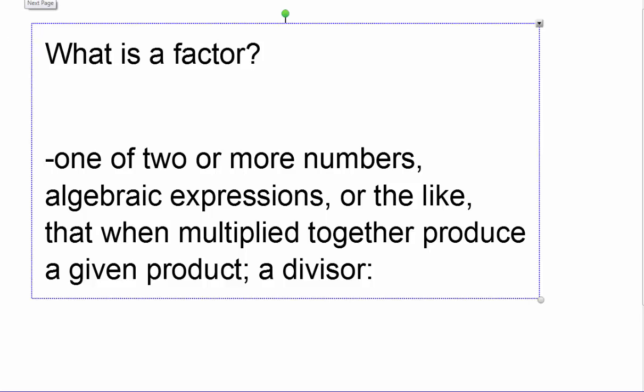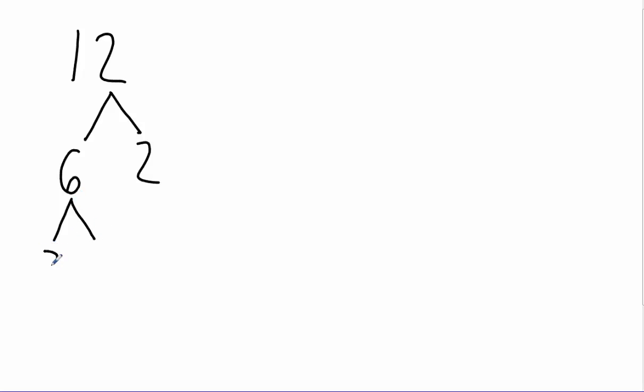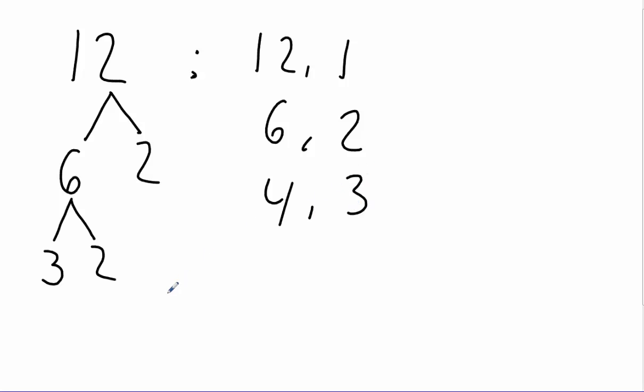So in layman's terms, because nobody understands that, say we have the number, I don't know, 12. All of the factors of 12, and this is a factor tree, we can break down into 6 and 2. Then we can break 6 down into 3 and 2. This is called a prime factorization, where sometimes you need to break it down to all the prime factors, but other times you just need to find out what the factors of 12 are. So the actual factors of 12 are 12 and 1, 6 and 2, 4 and 3.